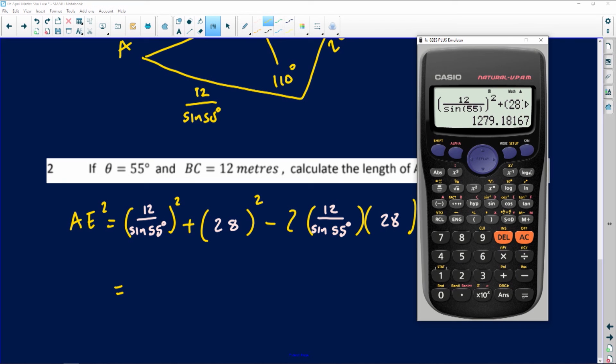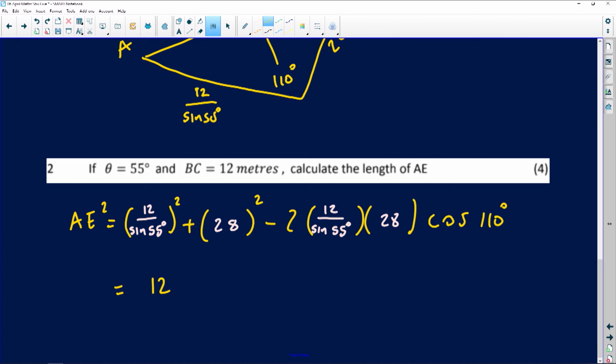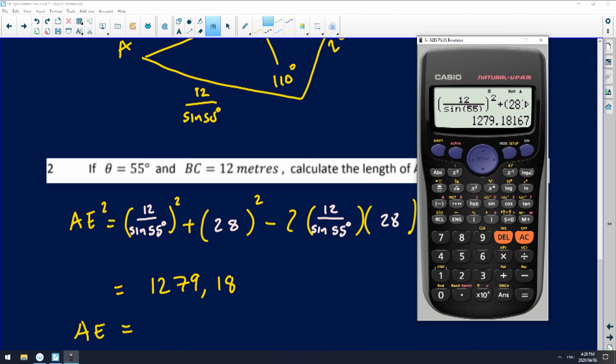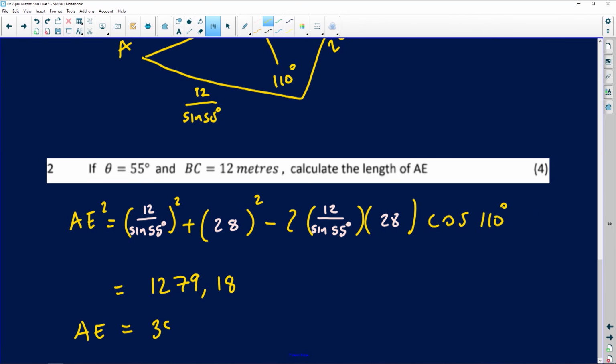2 times 55. You press your calculator, you get 1279 point whatever there. So it's actually 1279.18. Right, but remember, we're not looking for AE squared, we're looking for AE. So remember to take the square root on both sides. When you take the square root of the answer we have there, we're getting 35.77, right? So it's going to be 35.77 meters, because the first length BC was given in meters, so the final answer will simply be 35.77 meters.